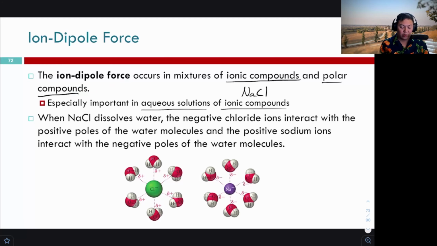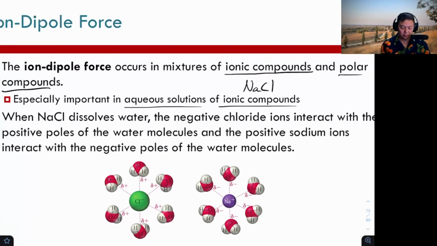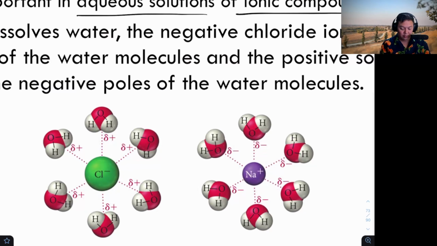When sodium chloride dissolves in water, the negative chloride ions interact with the positive poles of water molecules, and the positive sodium ions interact with the negative poles of the water molecules. And so that's what you get here, right? The hydrogen side of the water is positive, so those surround the negative charge of the chlorine. And the oxygen side of the water is negative, so those surround the positive charge of the sodium.